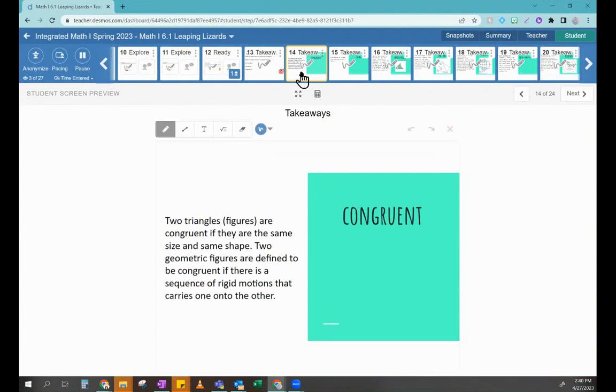I just want to go through these with you. Two figures are congruent if they are the same size and the same shape. Two geometric figures are defined to be congruent if there is a sequence of rigid motions that carries one to the other. The easiest way for me to describe this is if I handed you two pieces of paper and said, are these two rectangles congruent? Think about it. What would you do? You'd take the papers, stack them on top of each other, and tap them on the desk to see if the corners would match up, right? Okay. Let me see what's next.